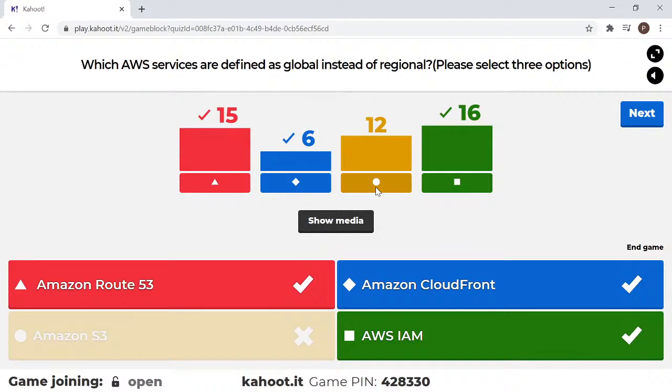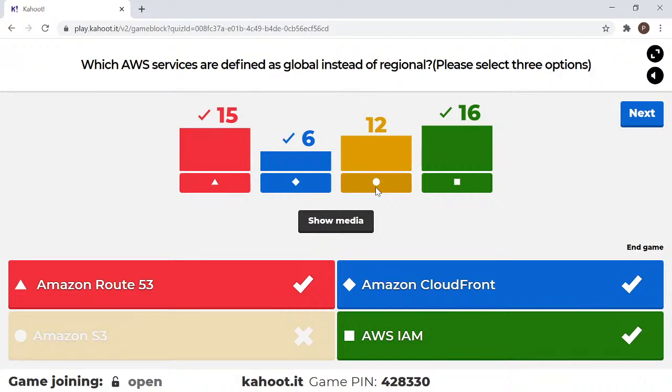Surprisingly, 12 of you said Amazon S3. Amazon S3 is a regional service and not a global service. When you create a bucket and store files, it is stored in a specific region. You create a bucket in a specific region. Whereas Route 53, CloudFront, and IAM are global services.